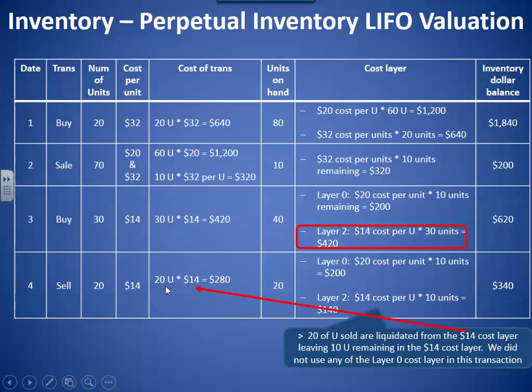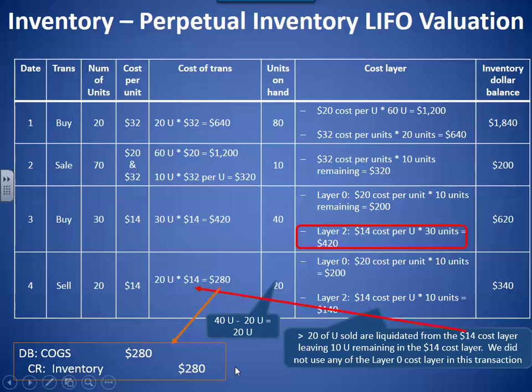We actually used 20 units of layer 2. So in this case, our cost of the transaction would be 20 units of layer 2 times $14 cost at layer 2, and our cost would be $280, and our journal entry would be credit inventory for $280 and debit cost of goods sold for $280. And again, we started out with 40 units, we sold 20, that means we have 20 units left over.